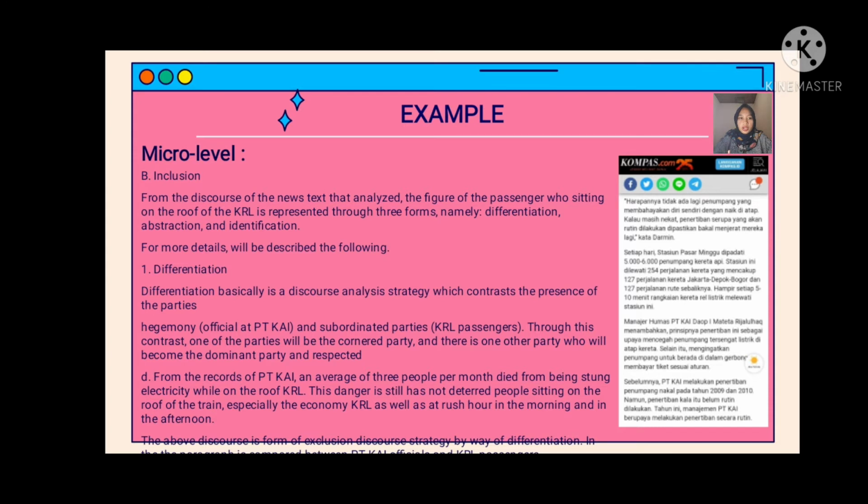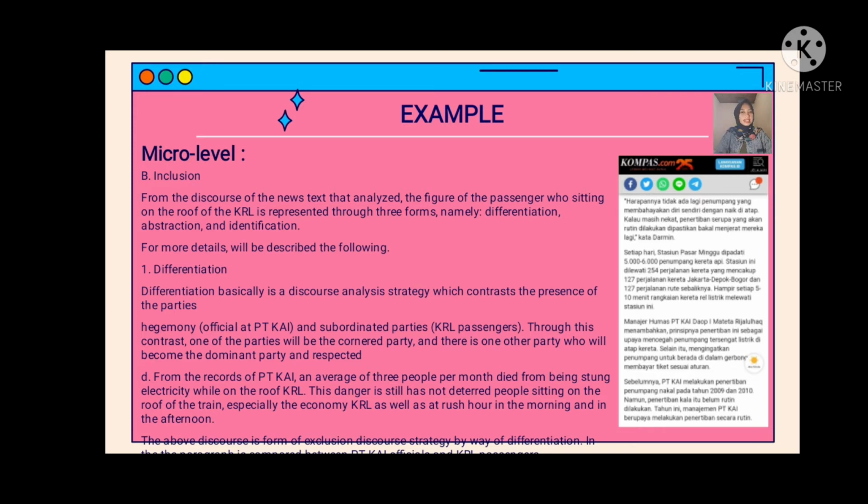The first one, differentiation. Differentiation basically is a discourse analysis strategy which contrasts the presence of the hegemonic parties, in this case officials at PT KAI, and the subordinate parties, in this case KRL passengers. Through this contrast, one of the parties will be the concern or the cornered party, and one other party will become the dominant and respected party.